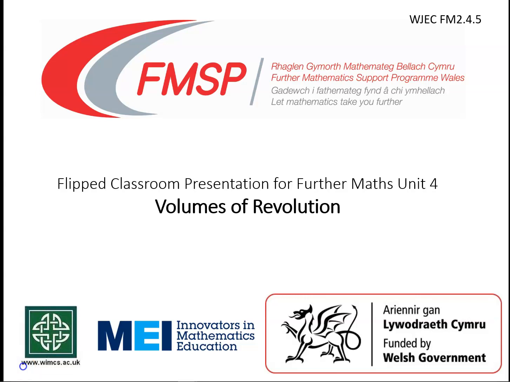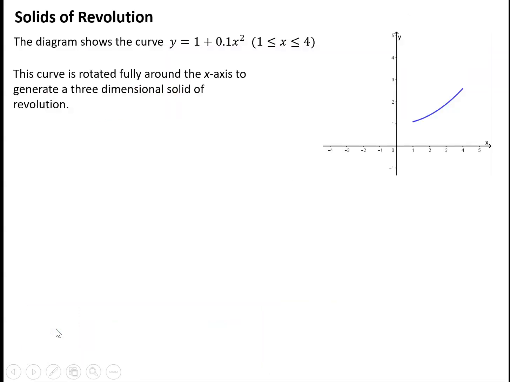In this video, we're going to look at the volumes of the solids that we obtain if we rotate a curve by 360 degrees completely around either the x-axis or the y-axis. So, let's start off with a possible curve. We're going to look at the curve y equals 1 plus 0.1 times x squared for values of x from 1 to 4.